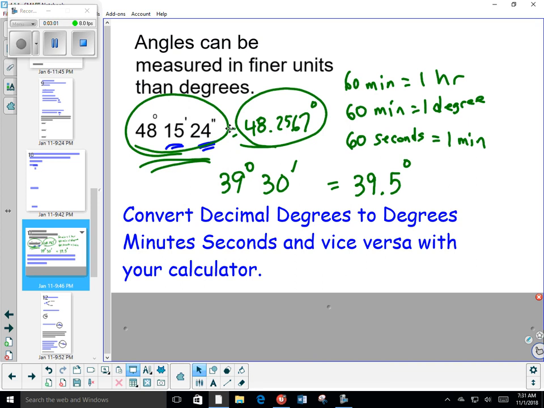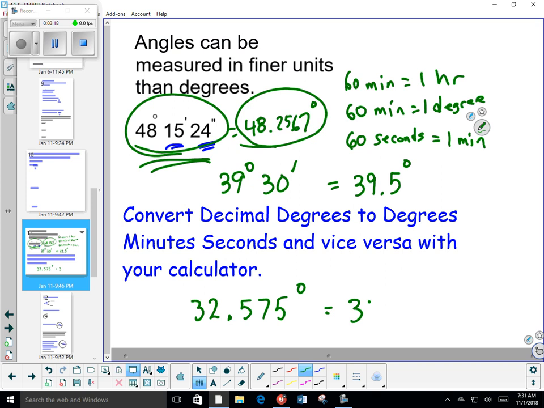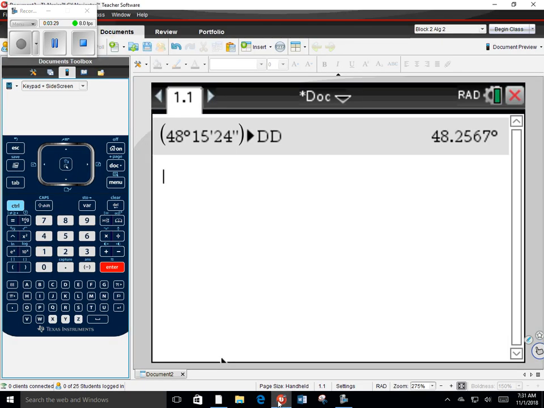So let's try another example with our calculator. Let's say that we wanted to convert 32.575 degrees to degrees, minutes, seconds. Well, first of all, I know it's going to be 32 degrees, some number of minutes, some number of seconds, but let's see what it's going to be. 32.575. I'm reaching for my calculator.